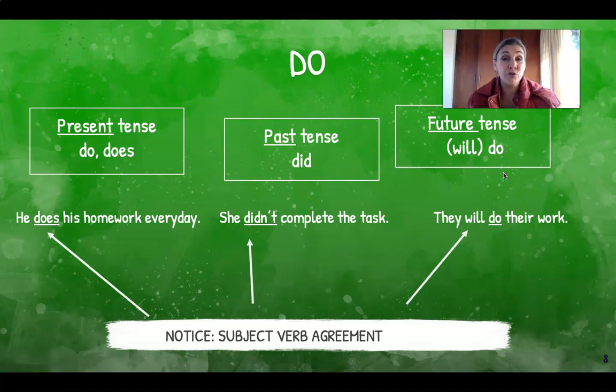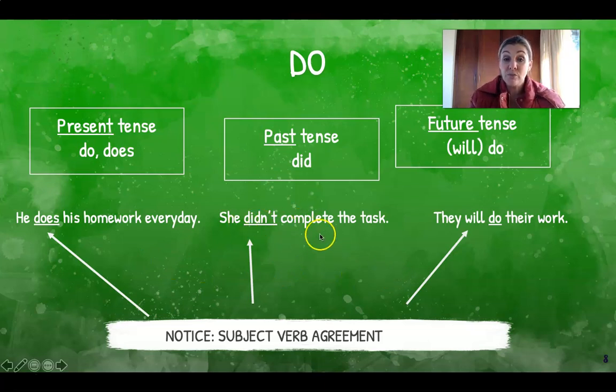And then obviously future tense is something that will be happening. And so you have to use the word will with the word do. So they will do their work. Maybe it helps if you put the word tomorrow. So they will do their work tomorrow. So you use the word do as a helping verb, okay, in terms of the present, past, and future tense.